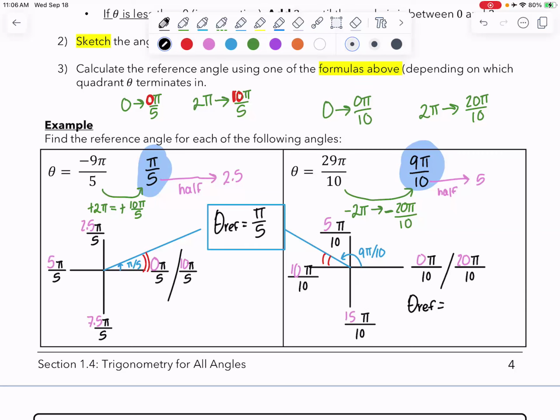So our reference angle is going to be, you can look at the formulas above, but I like to just derive it each time. This is 180, this is theta. So we're going to take 180, not 180, pi. We'll take pi and we'll subtract out 9 pi over 10. And that will give us this leftover bit here. Pi minus 9 pi over 10.